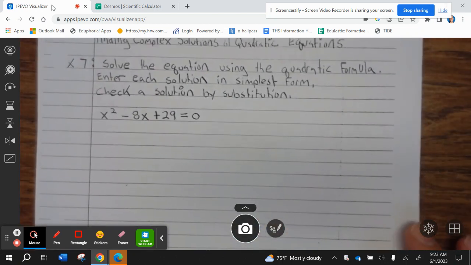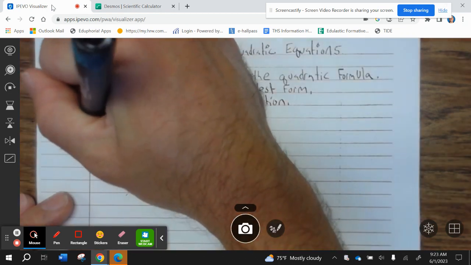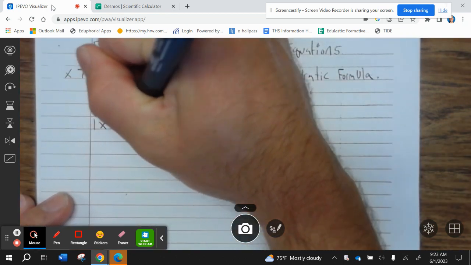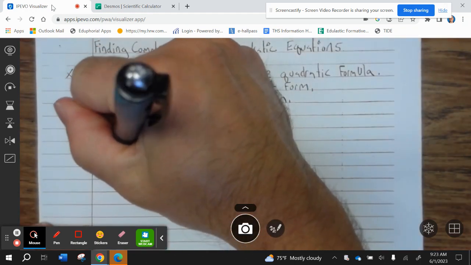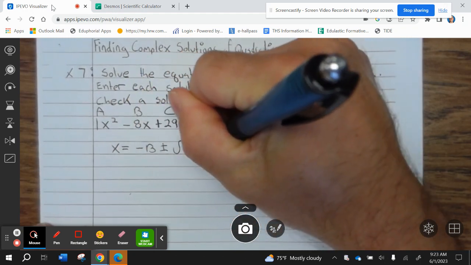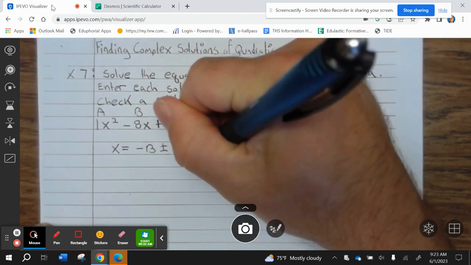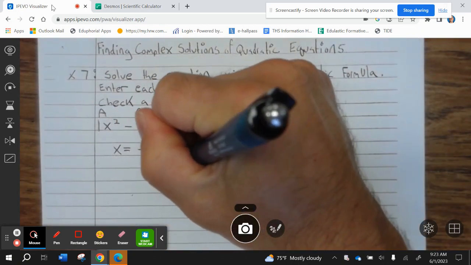All right, solve the equation using the quadratic formula. Okay, so this is 1, this is A, this is B, this is C. The quadratic formula is x equals negative b plus or minus the square root of b squared minus 4ac, divided by 2a.